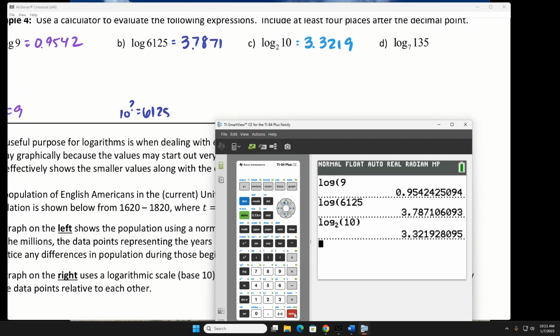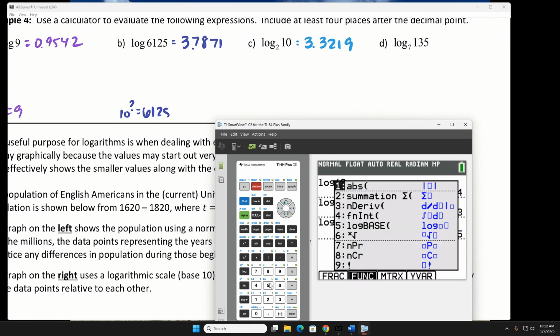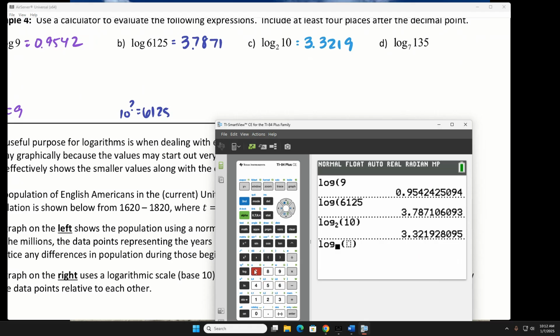All right, and then log base 7 of 135. So 7 squared is 49. 7 cubed is 343. One I always have to think about. So I know it's going to be between those two.